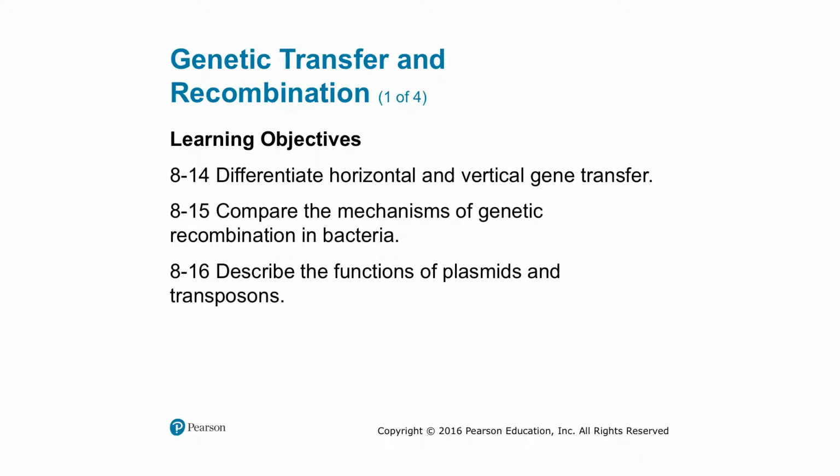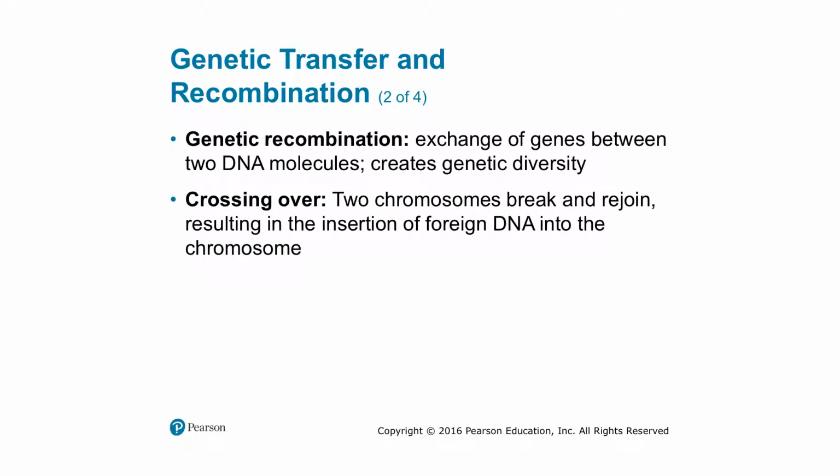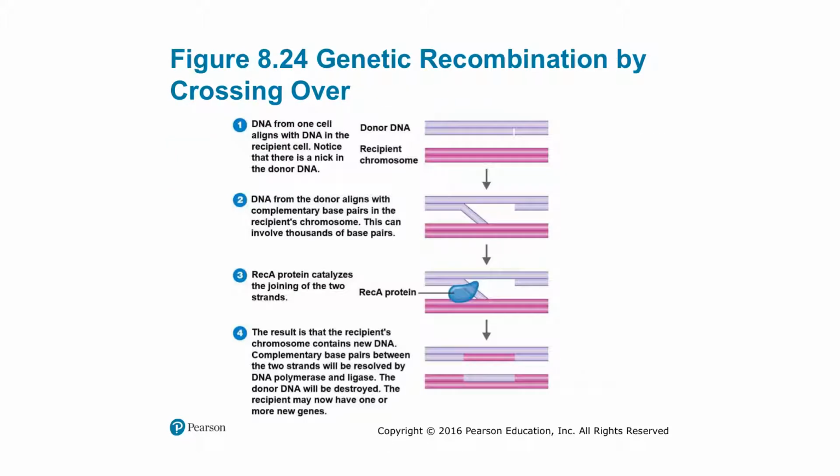So let's talk about genetic transfer and recombination. We talked about vertical gene transfer earlier. Now we're going to talk about horizontal gene transfer, where bacteria can actually transfer DNA to each other in the same generation time. Genetic recombination is an exchange of genes between two DNA molecules that creates genetic diversity. And crossing over is when two chromosomes break and rejoin, resulting in the insertion of foreign DNA into the chromosome.